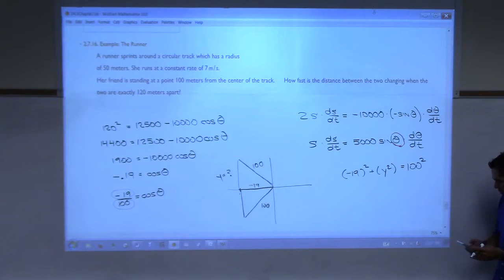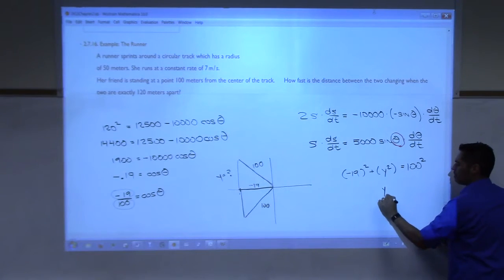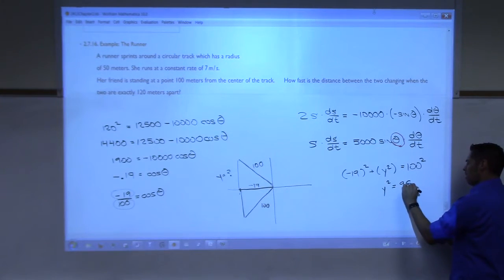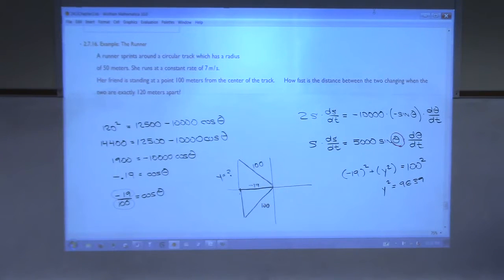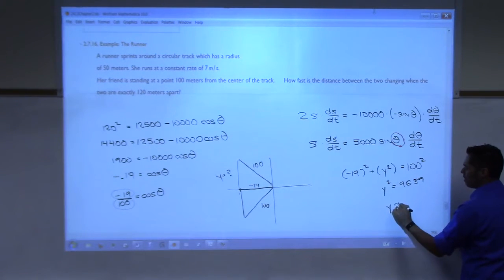I'm almost out of time and I want to talk about the test. I'm going to square 100. I'm going to square 19. Subtract on both sides. I get y squared equals 639. And then I'm going to take the square root. I get y is approximately 98.1.